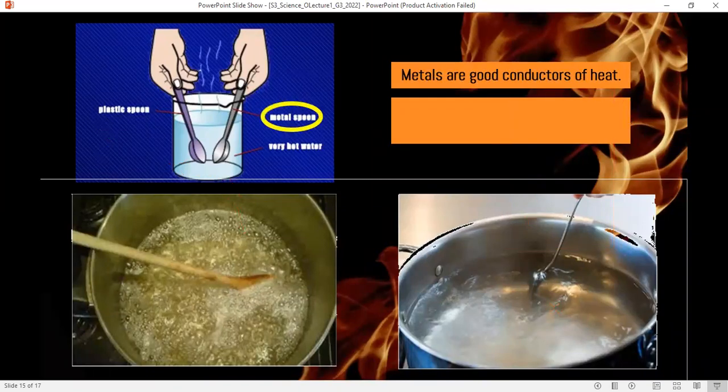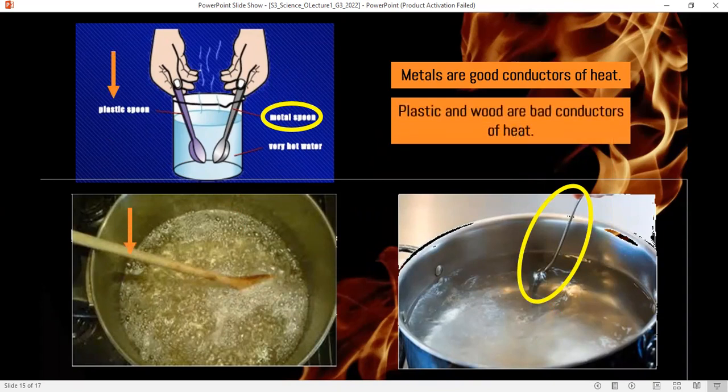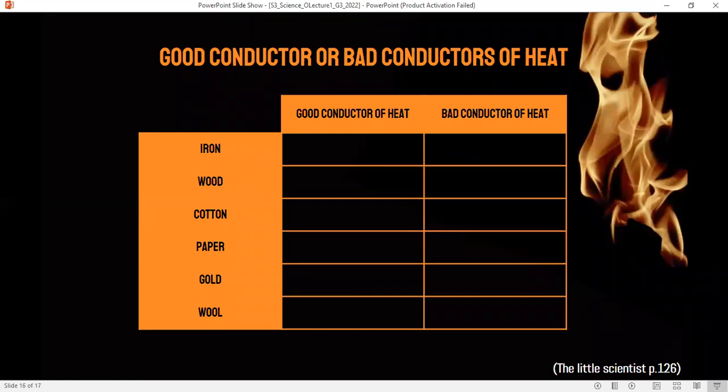Metals are good conductors of heat. They let heat pass through them easily. Plastic and wood are bad conductors of heat. Heat doesn't pass through them, or heat passes too slowly in them. Metals are good conductors of heat. Plastic and wood are not. They are bad conductors of heat.